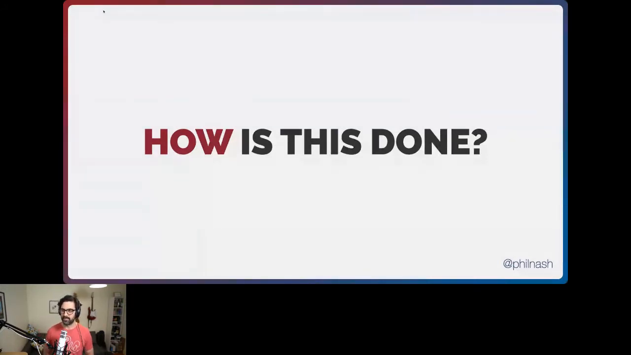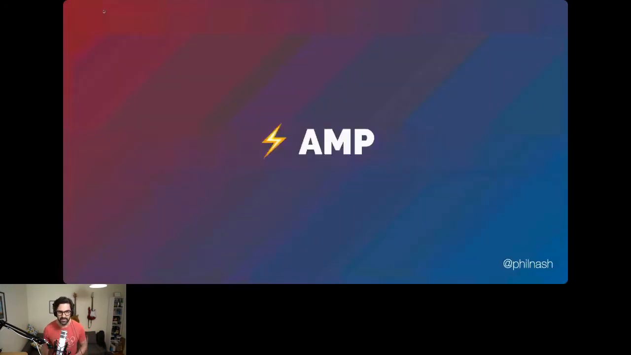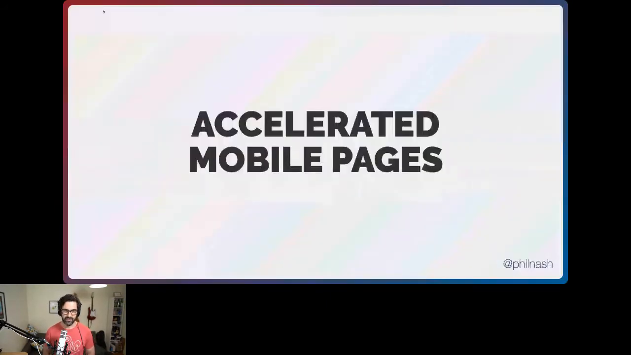So how is this done? Well, I'm going to take a little detour via the world of AMP. Now, AMP is Google's Accelerated Mobile Pages, right? It's a program that came up about 4 years ago, which was intended to help development agencies create faster web pages, I guess.